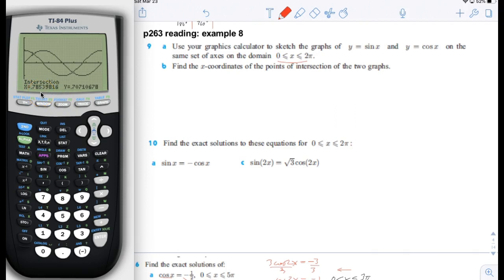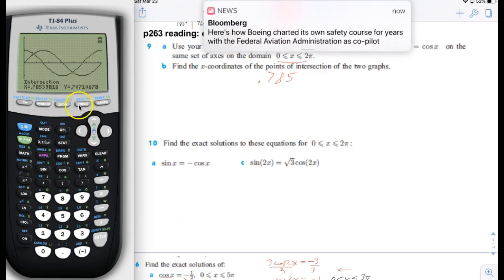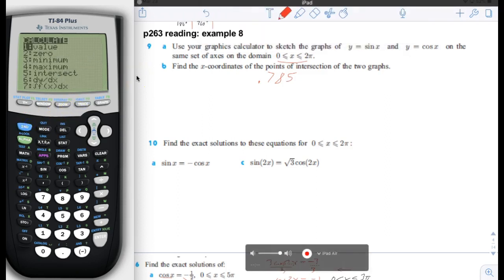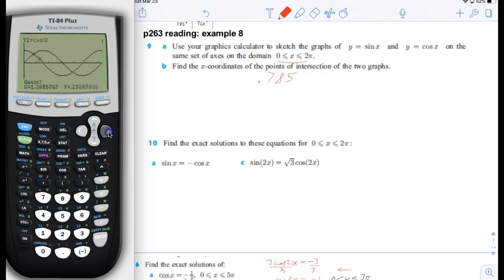Okay, so one of the x values is 0.785, and the other x value would be this one here, second calc intersect number 5. First curve, second curve, and then I move the guess cursor closer to this one so that it will give me the second one now. That's close enough. So the intersection is 3.93.